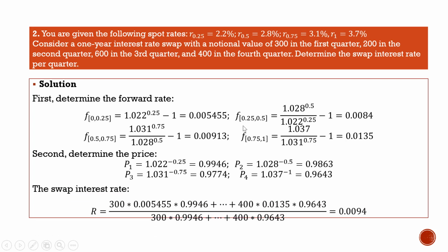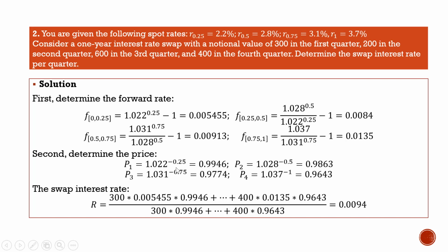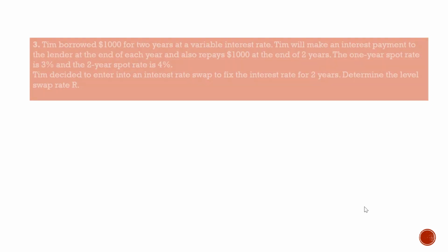We got the swap interest rate R is: we take the value of the notional value times the forward rate and the price, and then add these four terms together. Then at the denominator we have the first term is 300 times P1, and then 200 times P2, and so on. So the swap interest rate is 0.0094, which is 0.94%.